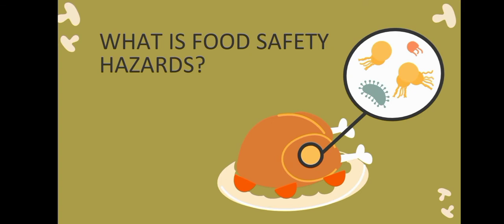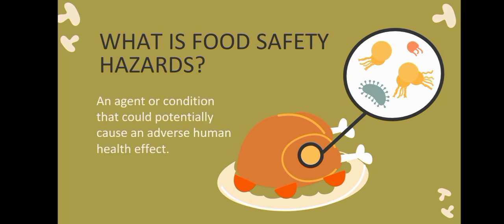What are food safety hazards? An agent or condition that could potentially cause an adverse human health effect. Food safety hazards occur when food is exposed to hazardous agents which results in contamination of that food. Food contamination happens when something gets into the food that shouldn't be there. Food contamination is the prime cause of foodborne disease. So what are these food contaminants?